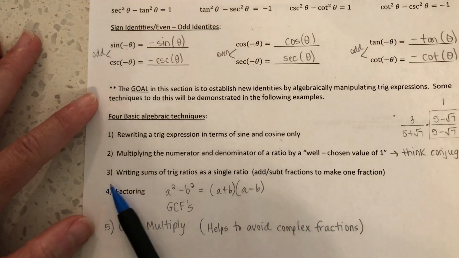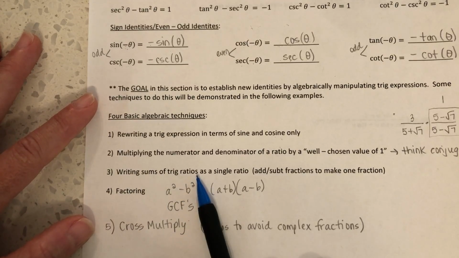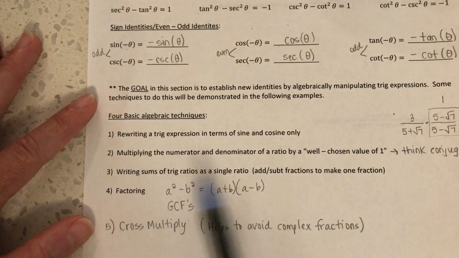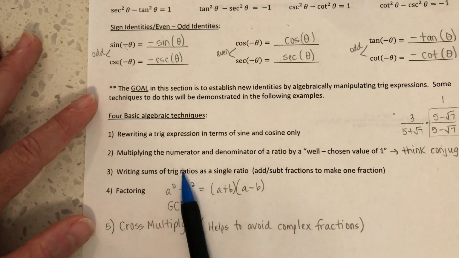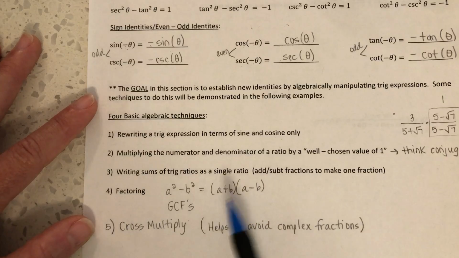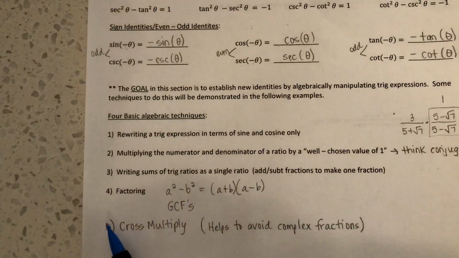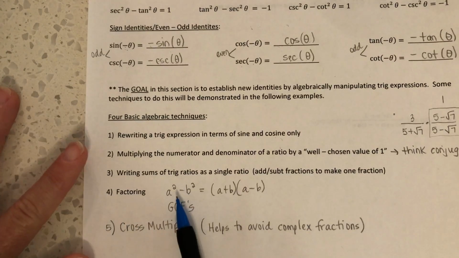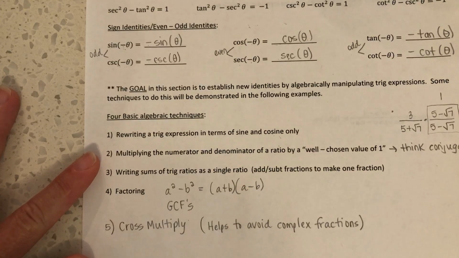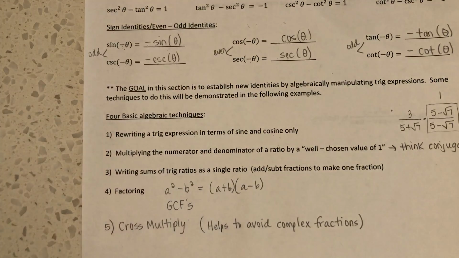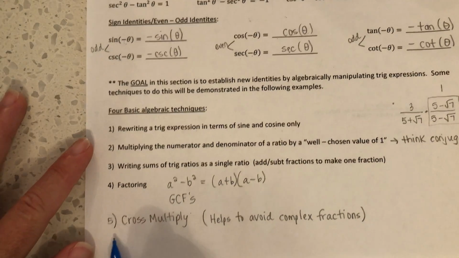All right, number 3. Another technique you might use is writing the sums of trig ratios as a single ratio. So basically, if they're asking you to add and subtract fractions, which is a ratio, then get a common denominator, add them together, and make one fraction. And then another technique you might use is factoring. A lot of difference of 2 squares. Remember, a squared minus b squared always factors to a plus b and a minus b. And then a lot of GCFs. What do these terms have in common? That is another technique you might use. And I added another one.